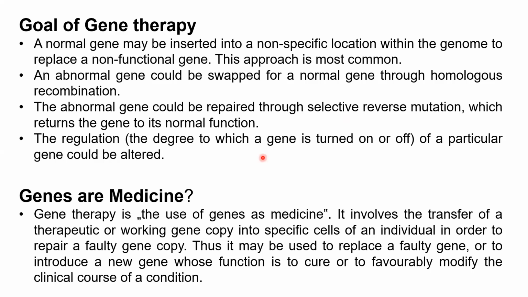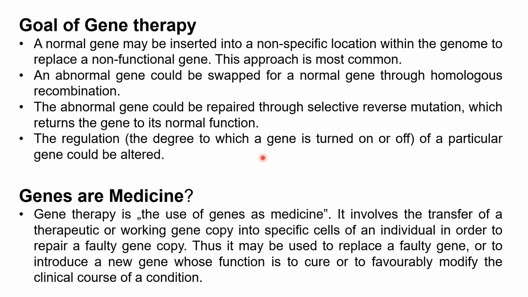And of course, regulation is very important, the degree to which a gene can be turned on or off. This is very important in the case of, let's suppose, certain cancer genes. When the genes are out of the regulatory machineries, you need to have regulation on them. When they go out of control, you could transfer a gene that could put the gene expression regulation back in control.